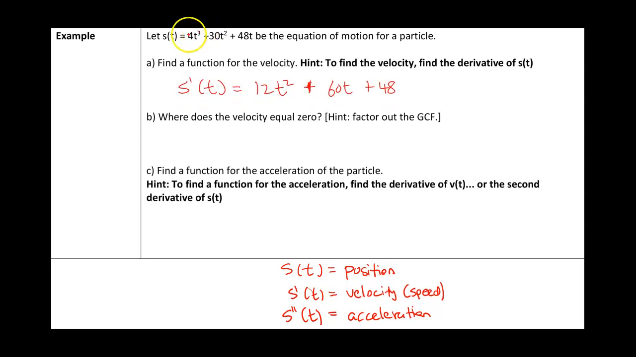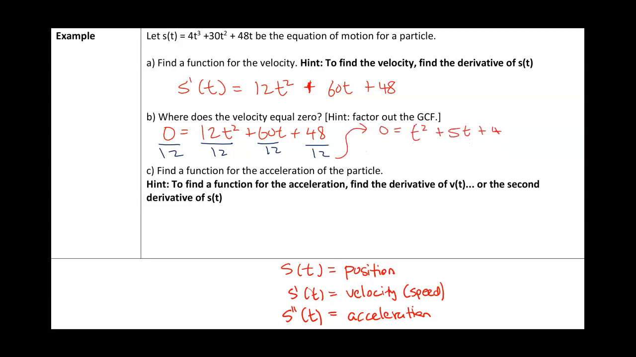So you multiply 3 times 4 is 12t squared, 2 times 30 is 60t, plus 48. Where does that equal 0? We set it equal to 0, and notice that they all have a common factor of 12, so we're going to factor that out. When you factor it out, you're dividing both sides by 12. So we get 0 equals t squared plus 5t plus 4.